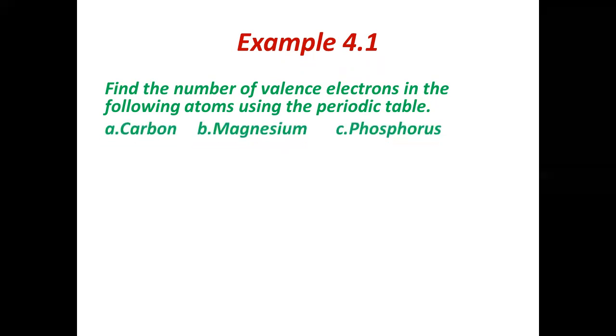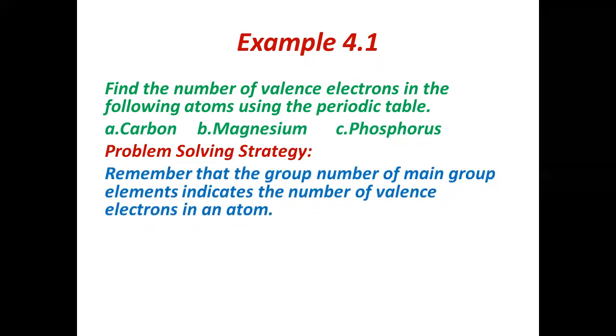Carbon, magnesium, and phosphorus, we have to find out their valence electrons. First one is carbon. But remember that the group number of a main group element indicates the number of valence electrons in an atom.